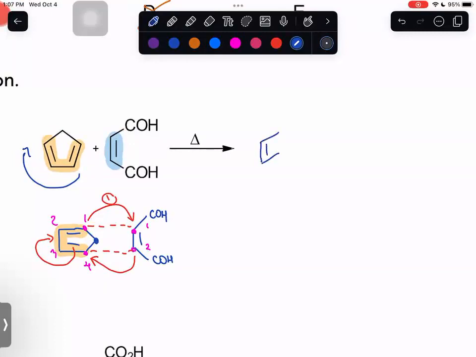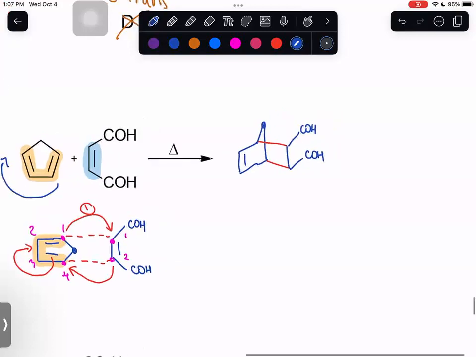So you're gonna have a double bond in here. This was the carbon that was left over. These two are our new bonds. And we have COH, COH. This was the diene part. This was the dienophile portion.